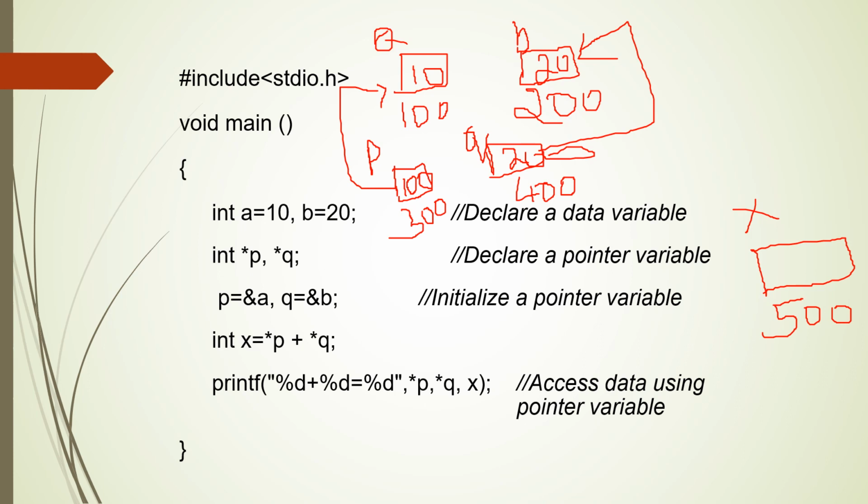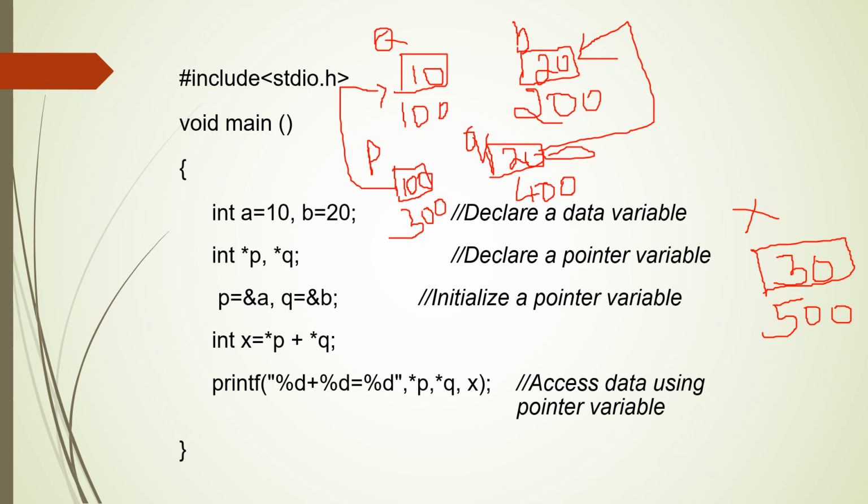10 will be substituted here, plus q. If I say simply q, it is 200. Star q means the value at 200, which is 20. So therefore it is 10 plus 20, and 20 is substituted here. 10 plus 20 is 30. That 30 is going to be stored into variable x.